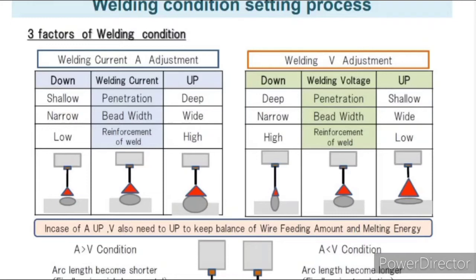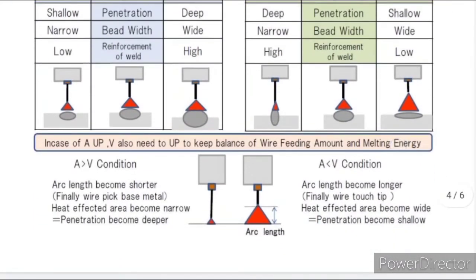And what are the voltage adjustments? When voltage is down, then penetration is deep, bead is narrow, and reinforcement is high. If you study carefully, voltage and current performance in welding is vice versa. It means when you are increasing the voltage, then penetration is shallow, bead is wide, and reinforcement is low. So this is the basic of welding. If you understand this topic, then you can do welding setting with any conditions.